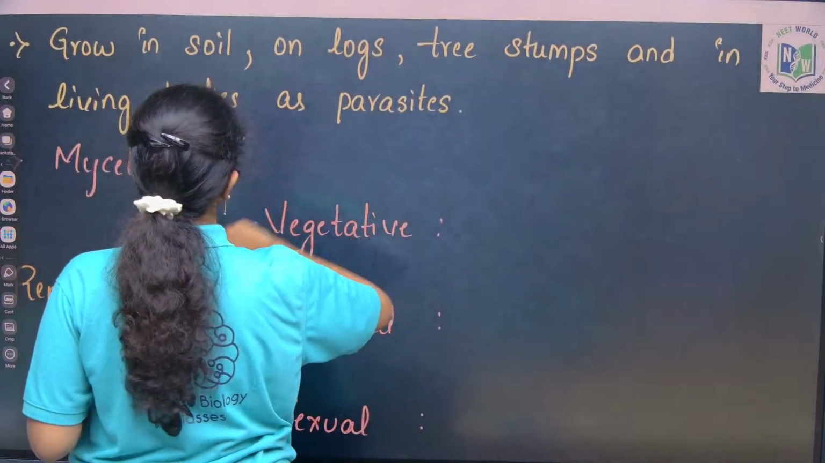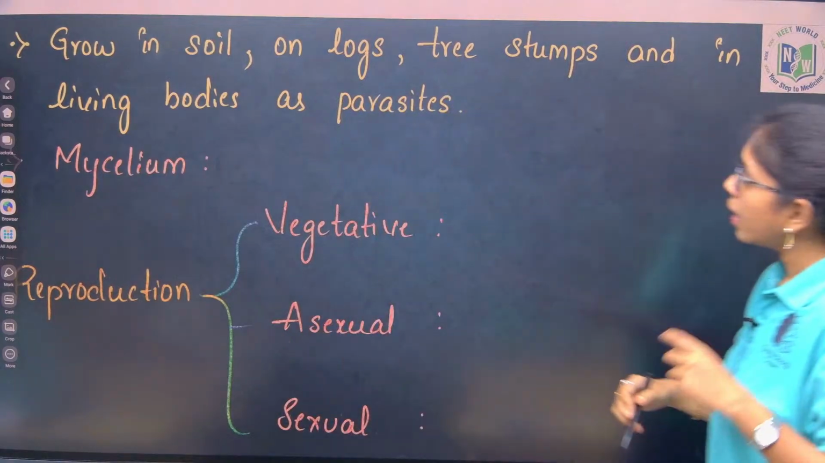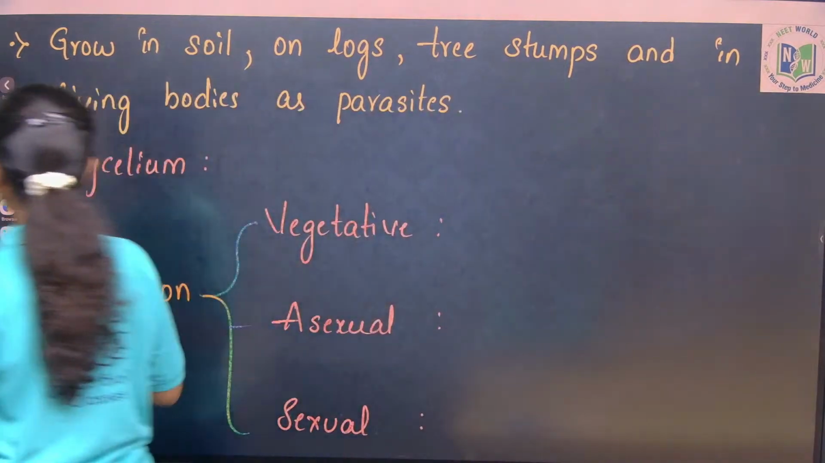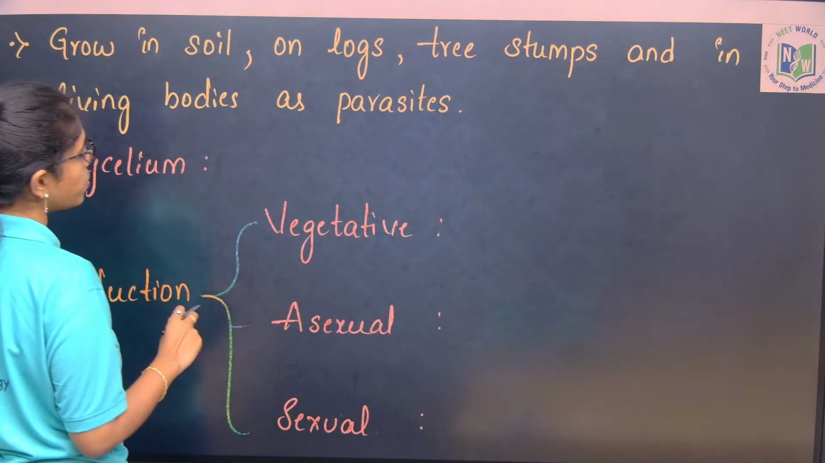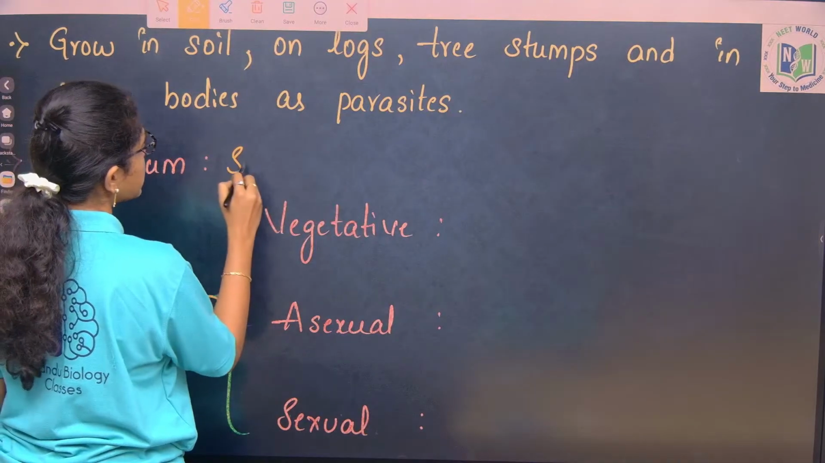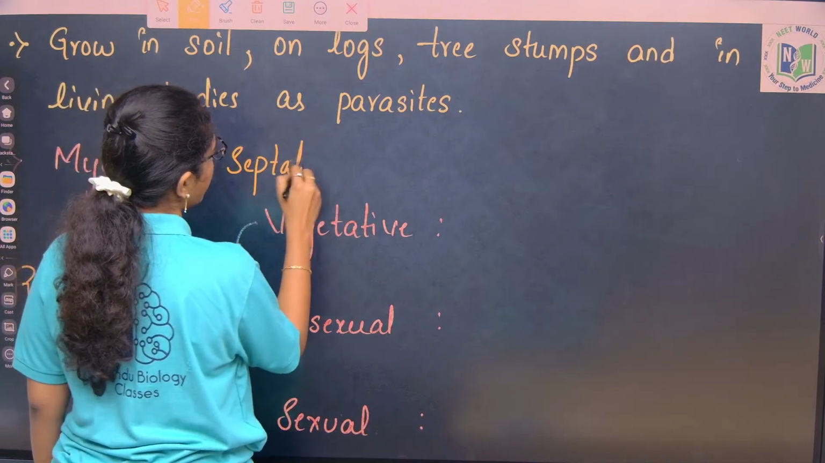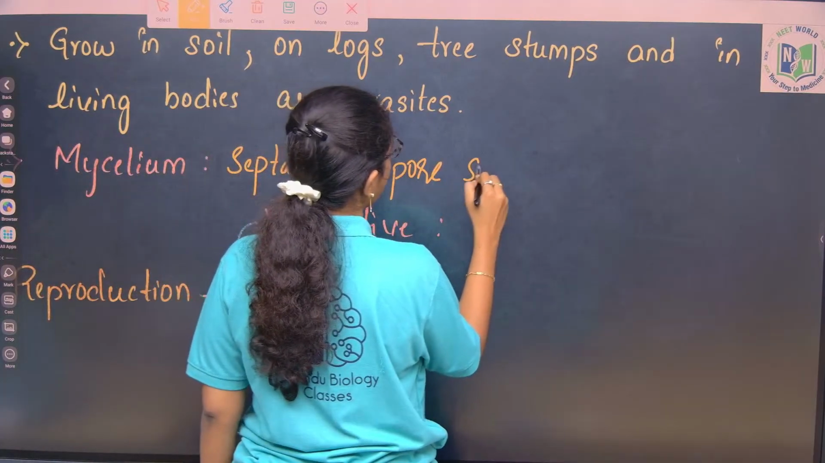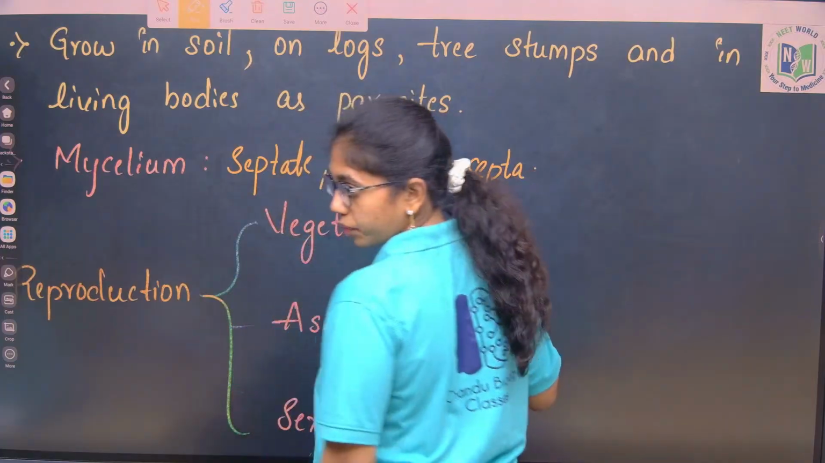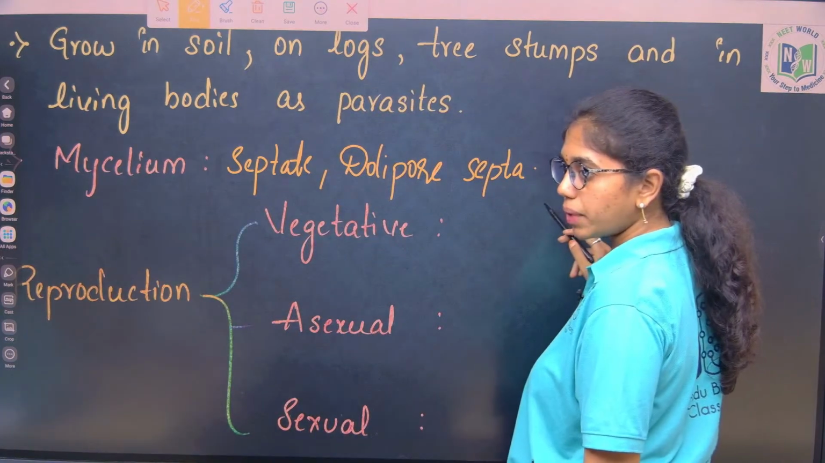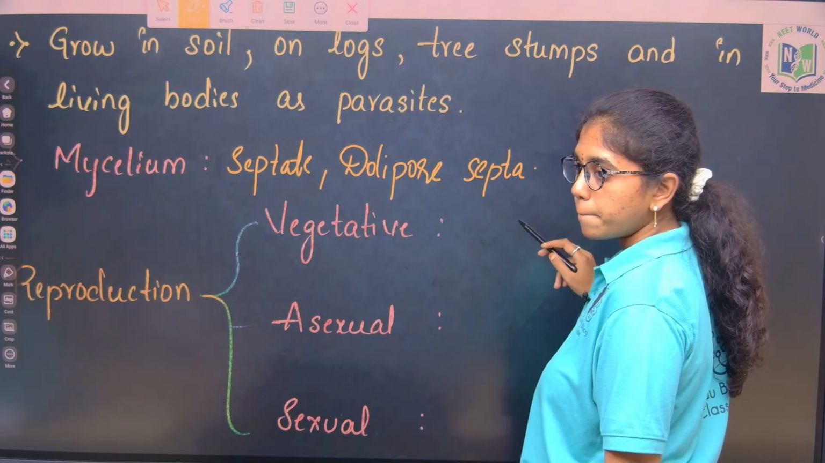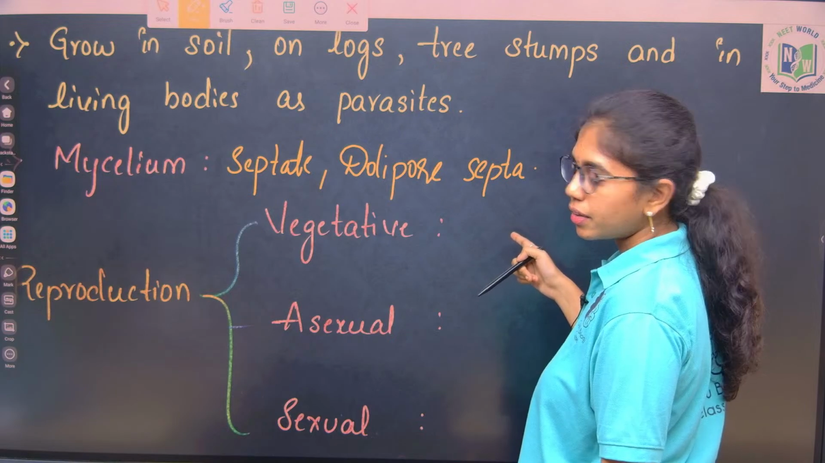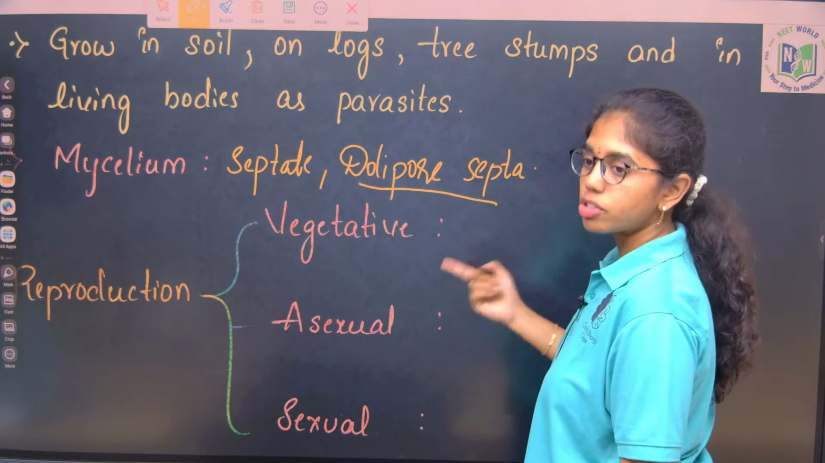They grow in soils, on logs, tree stumps and in living bodies as parasites as well. Mycelium is septate. What type of septa is present in Basidiomycetes? Mycelium is septate and it has dolipore septa. Yesterday we discussed this. Ascomycetes have pore-like septa. Basidiomycetes have dolipore septa.